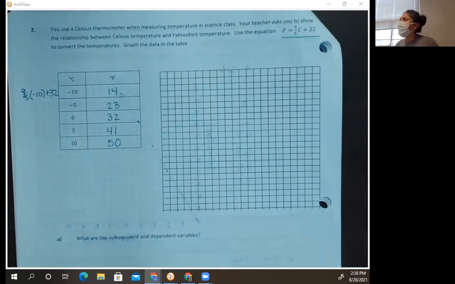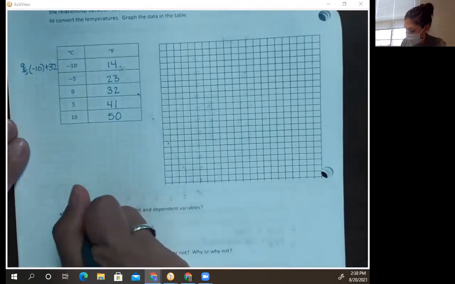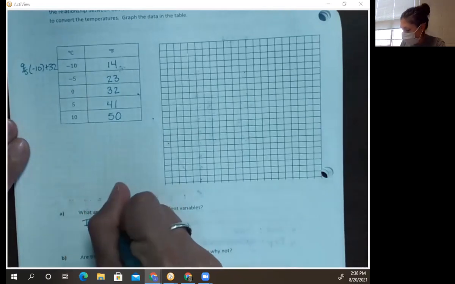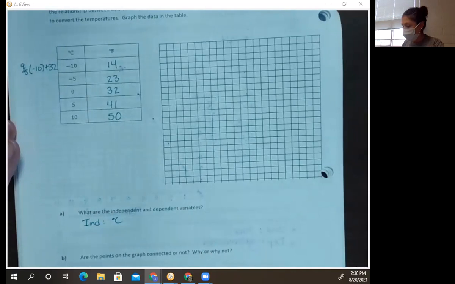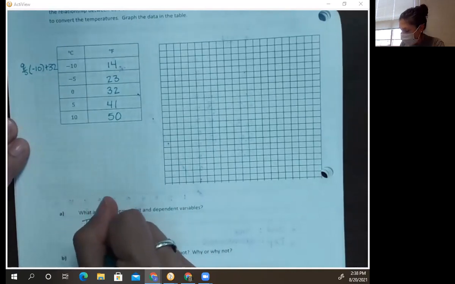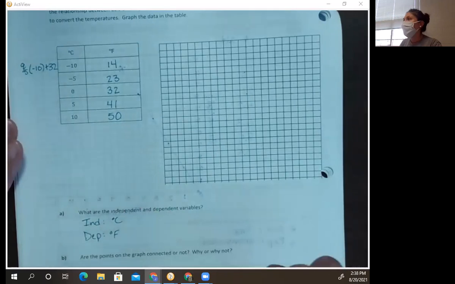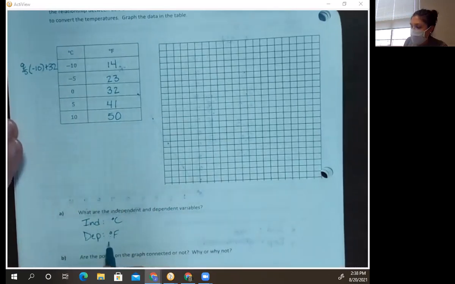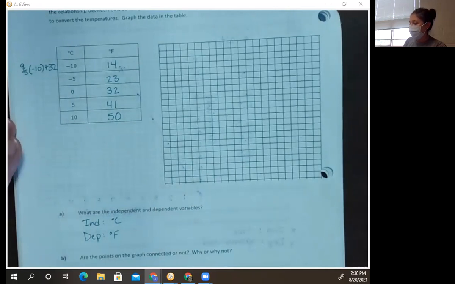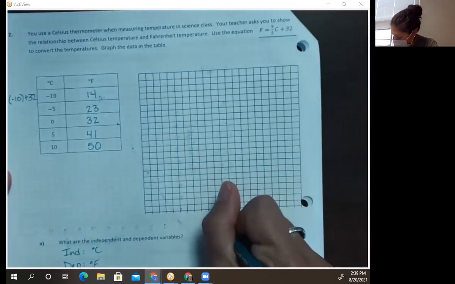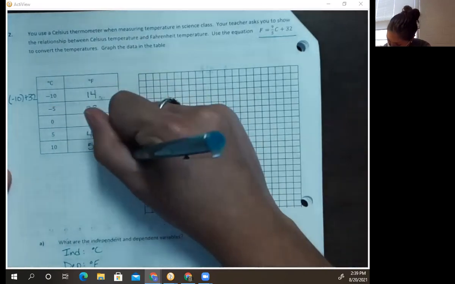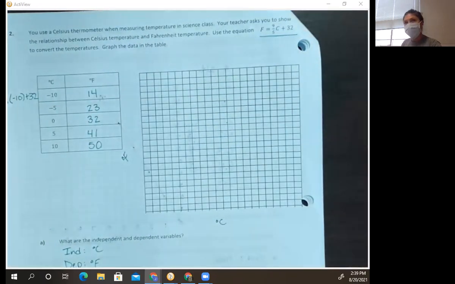So now I want to plot this information. But before I can do that, I need to determine what's the X and what's the Y. What's my independent and what's my dependent? Yeah. My independent variable is degrees Celsius. That's what I measured. And then I converted to degrees Fahrenheit. So the temperature I got in Fahrenheit depended on the temperature I got in Celsius. So I'm going to label degrees Celsius down here and degrees Fahrenheit up here.